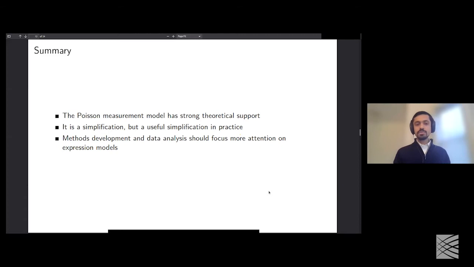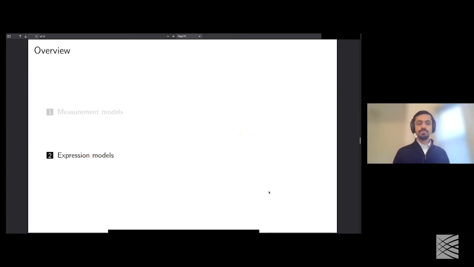And one of the things that we argue is that, having decided to use a Poisson measurement model to model single-cell RNA sequencing data, we should be focusing our attention on expression models. We should be focusing our attention on what we are assuming about biological processes, or the biology of the systems that we're studying. And those should be the driving factors for how we develop methods and how we choose between which methods we apply for any particular data set, rather than focusing on, are we accounting for zeros properly, these kinds of questions.